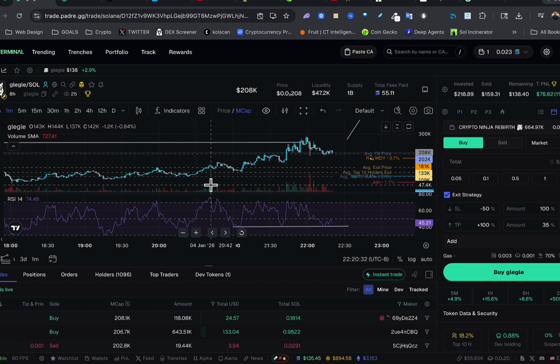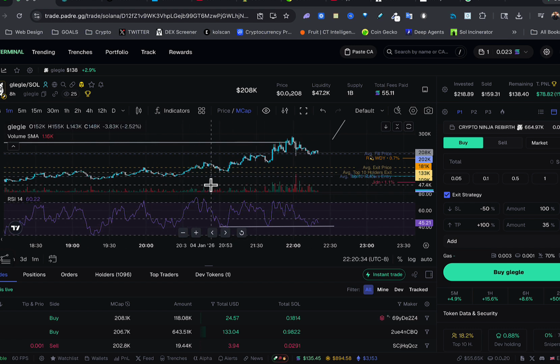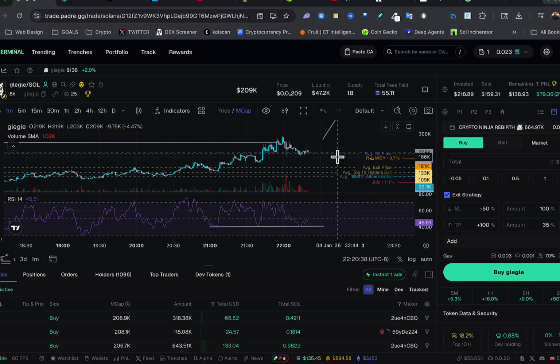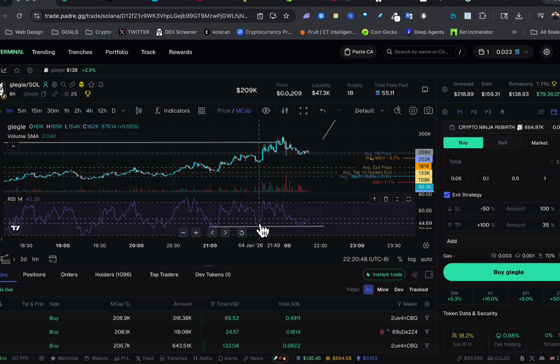Okay, so this thing, sometimes it doesn't bounce right away. You can see it's kind of wiggling down here, but eventually it's going to go. You can see a lot more buys coming in. Also, if you look at the buys and the sells, if you look at all the buys here, you're going to see a lot more buys coming in around the bottom of the RSI.